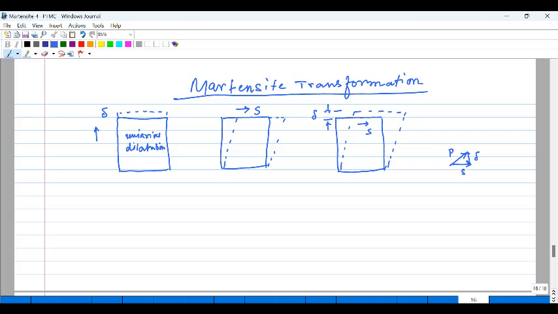Okay, so the deformation that you have here is a combination of a shear parallel to the habit plane and a uniaxial dilatation which is perpendicular to the habit plane. And we have also seen that this deformation, this shear, is an invariant plane strain which leaves the habit plane unchanged.